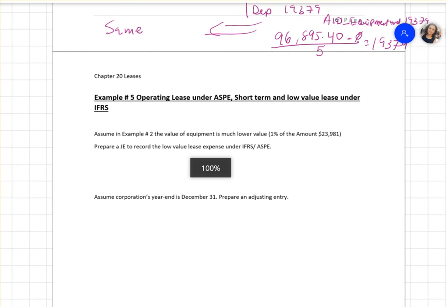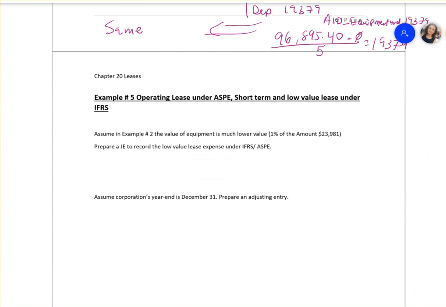Now the next part of the example leads us to: what if none of that criteria is met under ASPE, and under IFRS it is a low value lease? How do you record it? It's the same questions, but we just converted it so that it qualifies as a low value lease instead of a capital lease or a right-of-use asset lease.